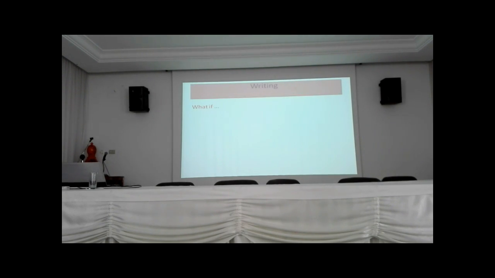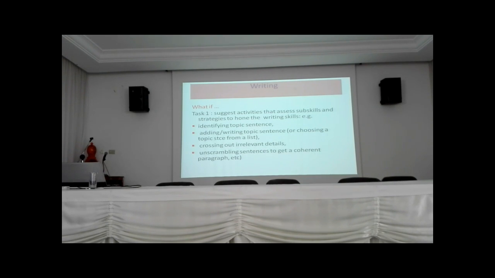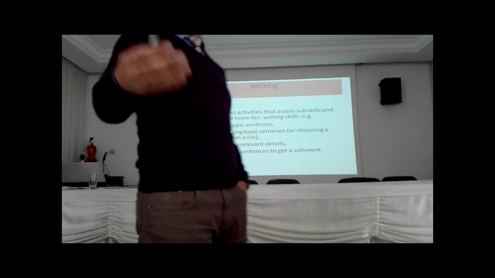Now, what if, again, suggestions, what if, in the first task, we suggest activities that assess the sub-skills of writing and the strategies, because these are important to hone the writing skills. By these sub-skills, I mean, for example, identifying a topic sentence, adding or writing a topic sentence, or choosing a topic sentence from a list, or crossing out irrelevant details, or unscrambling sentences to get a coherent paragraph. These were on our test in the 1990s and in the early noughts, by the way, if you remember.